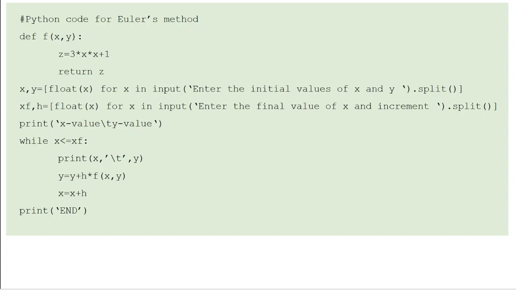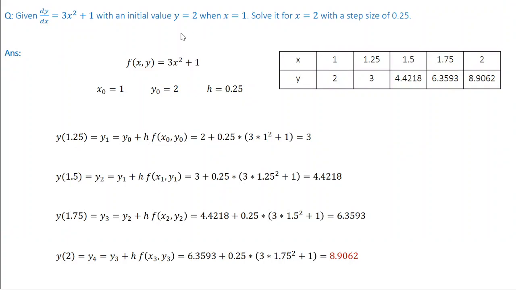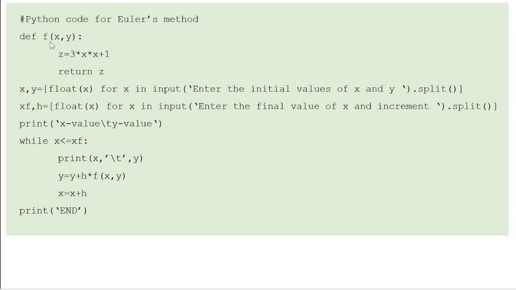Finally, let's see how to do this program in Python programming platform. Let's take the same function 3x square plus 1. So first step, define the function. Even though it is a function of only x, we take the general form f of x comma y. So I say z equal to 3x square plus 1, then I return z. Now I need to input certain values. Basically, I need to have the initial value of x and y that will be given in your problem. So I call it as x and y. So I input them simultaneously using the split function.